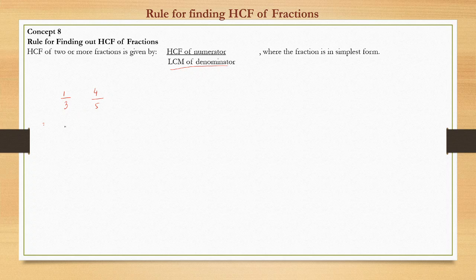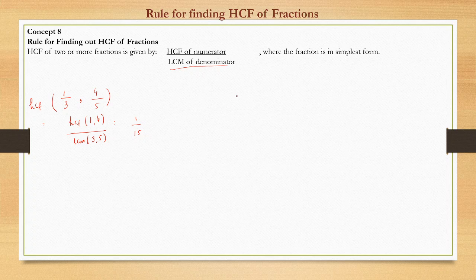Now, as per the rule, we'll take the HCF of the numerators 1 comma 4, and we'll take the LCM of the denominators, right? So HCF of 1 and 4 is 1. And what is the LCM of 3 and 5? 15. So very simple. The HCF of 1 by 3 comma 4 by 5 would be nothing but 1 by 15.